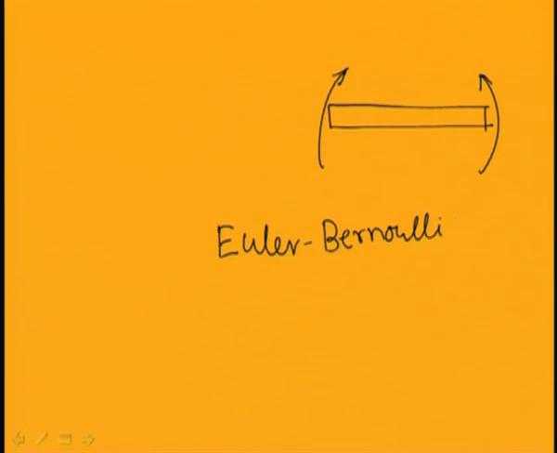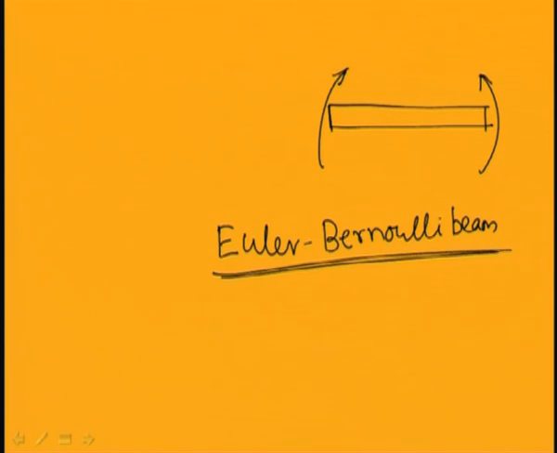So, now let us derive the equation for a beam subjected to pure bending. When a beam is subjected to pure bending, the beam is known as the Euler-Bernoulli beam. The beam subjected to pure bending is known as the Euler-Bernoulli beam. So, we have to derive the free vibration equation for the Euler-Bernoulli beam.